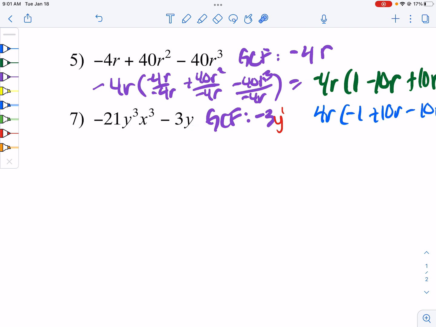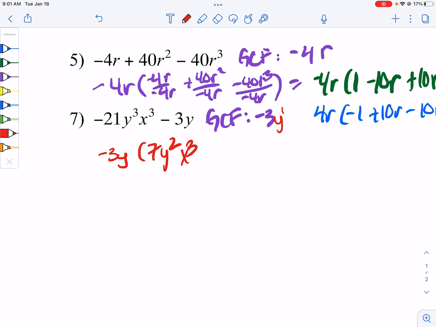Okay? So if there's more than one variable, it just means that you have to check for a common factor in each variable. Okay? So then here, this will be -3y. So I'm going to do -21 divided by -3. I like to do number divided by number and then my variables divided by each one. So -21 divided by -3 is a +7. Y cubed divided by y. Remember, when you're dividing with exponents, you subtract. So that gives us y squared. And then this x cubed divided by no other x's leaves me with just x cubed.